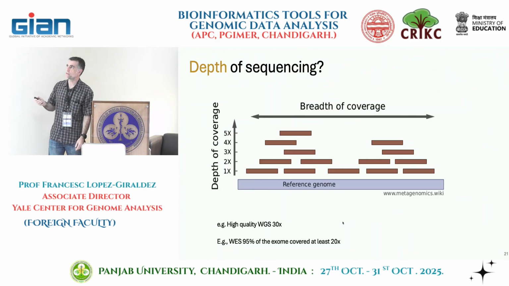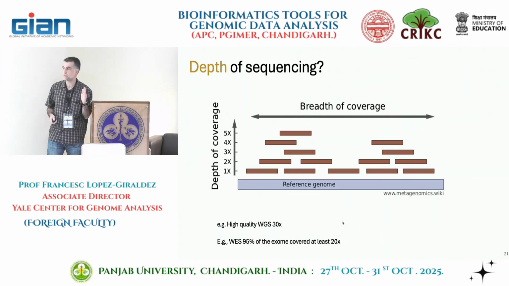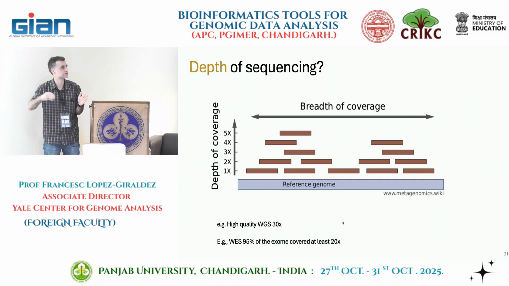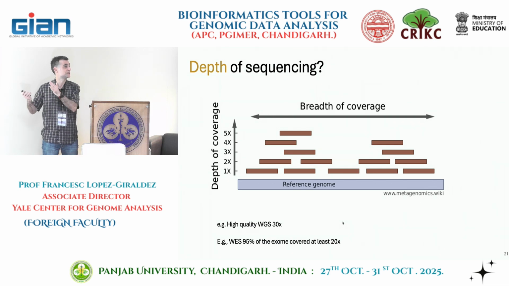We also talk about breadth of coverage. In that case, for example, for whole exome sequencing for us, a high-quality whole exome means that, for example, 95% of the exome has been covered at least 10x or at least 20x. So a 30x genome would be at least 50%. Well, if you use the median, it would be at least 50% of the genome has been covered at least 30 times, right?